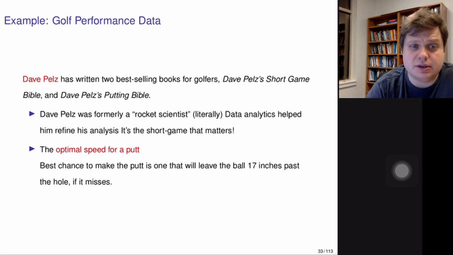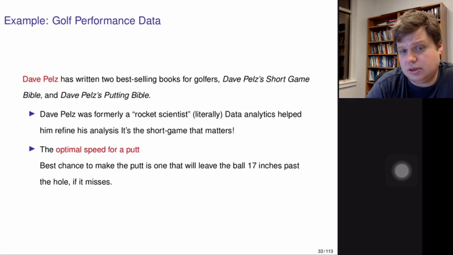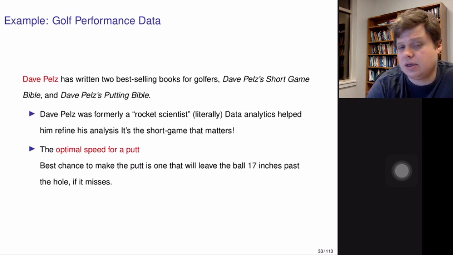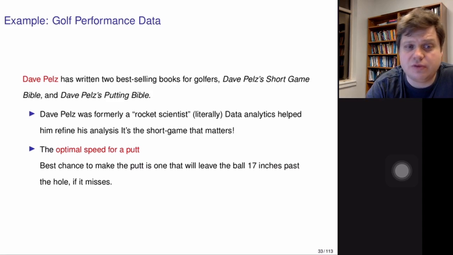Before he became a sports analyst, he was literally a rocket scientist, and he was basically trained in how to do data science, applied to some engineering problems, and started applying the same set of skills to analyze the performance of golfers. He essentially made a career of it and became a consultant. He would consult top golf players, and one of the ways he would do it is by purely analyzing data from those golfers.